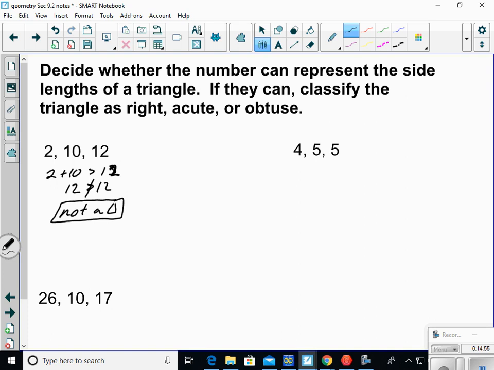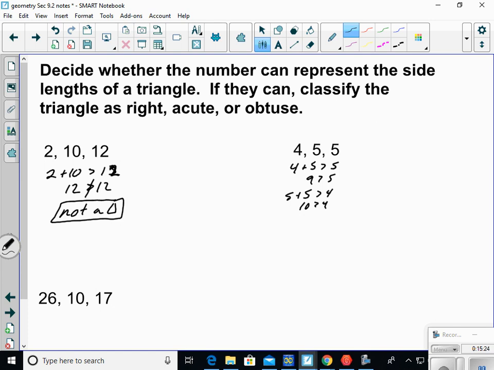Alright, so the next one is a little more complicated to figure out. 4 plus 5 is going to be greater than 5. That's 9 is greater than 5. 5 plus 5 is greater than 4. 10 is greater than 4, and then we just have another 4 and a 5 to add together. So in this case, the two sides added together would be greater than the third side. So it is a triangle.